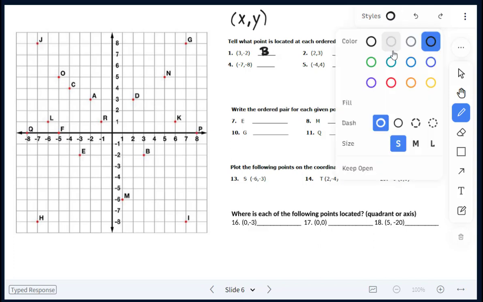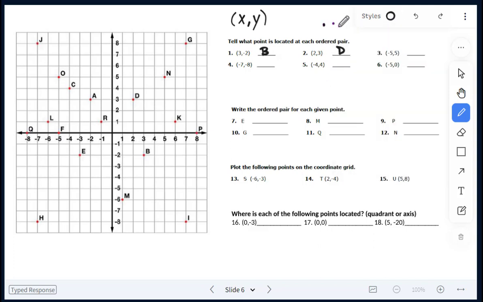Okay, and then we have negative 5, 5. So again, always go on your x-axis first. So there's negative 5, and then up 5. 1, 2, 3, 4, 5. That would be point O. All right, I'm going to pause here and let you guys try 4, 5, and 6.